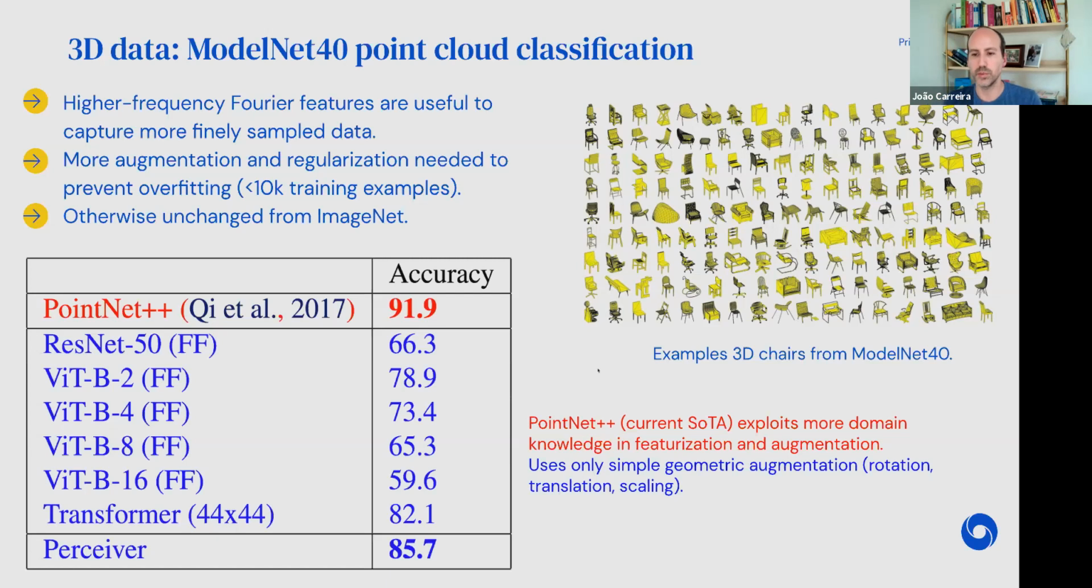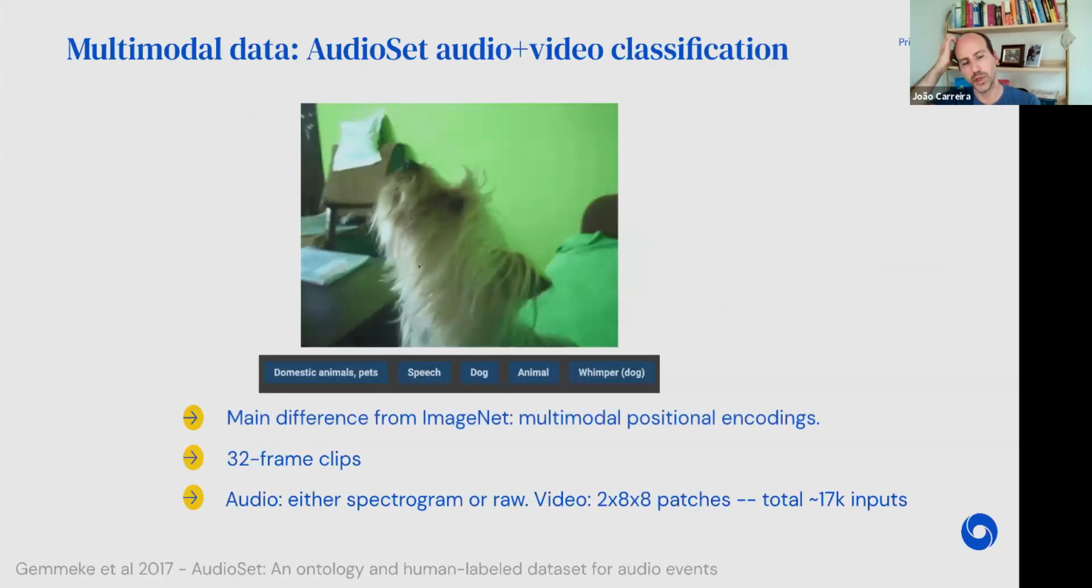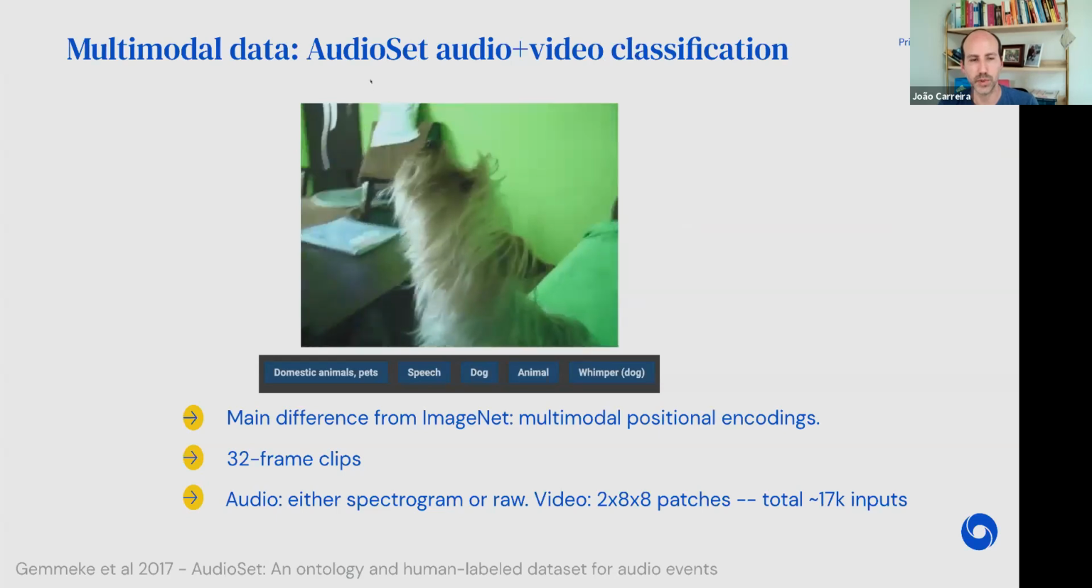We also tried this on point clouds, with the exact same model, since there's no prior knowledge in the architecture itself about grid structure or anything. It's just a matrix of inputs that comes in. It's easy to do. Compared to the baselines like ResNet and ViT, it does better. And compared to the state-of-the-art model like PointNet++, it's just slightly worse, but they also used extra augmentations and a bit more domain knowledge in the augmentation and featurization, which we didn't implement. It does decently.